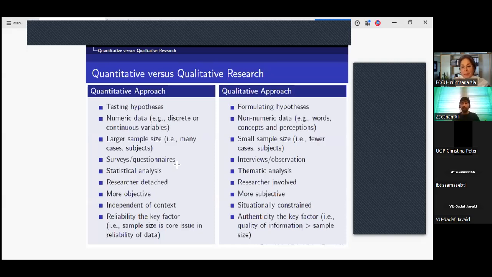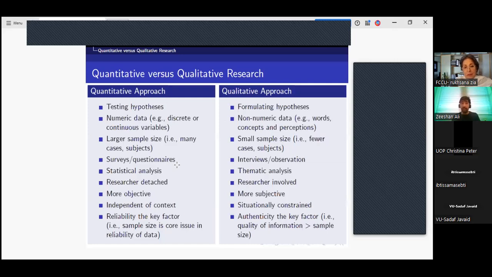So here we usually don't try to use statistical analysis. Instead, we use thematic analysis. And thematic analysis is, for example, content analysis or discourse analysis. We usually use those techniques, or sometimes the systematic literature review as well, to explore or to formulate our hypothesis. Another thing in the qualitative research approach is that it is more subjective. And here the main thing is authenticity, because we have a very small sample size, 1, 2, or 3 people, and we want to know what they have said. So here the quality of information is more important than the sample size. Whereas in the quantitative approach, we are more interested in the reliability of the sample size, the core issue in probability of data. So these are the differences.